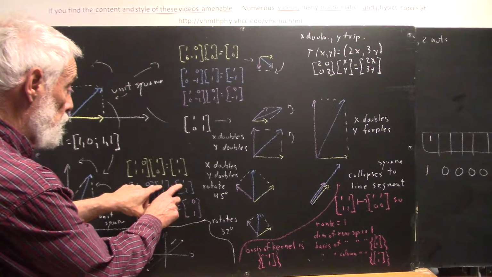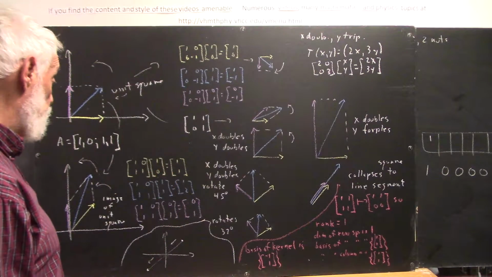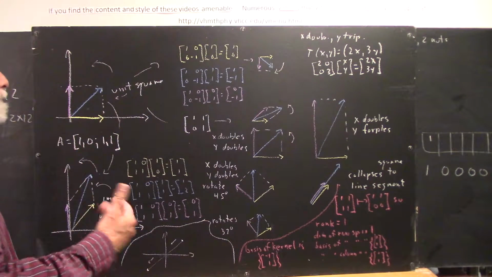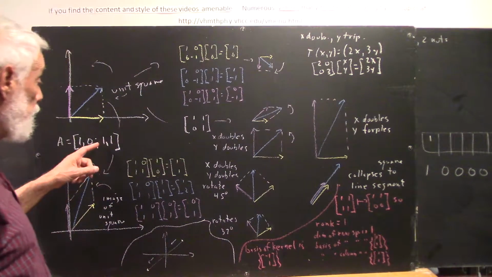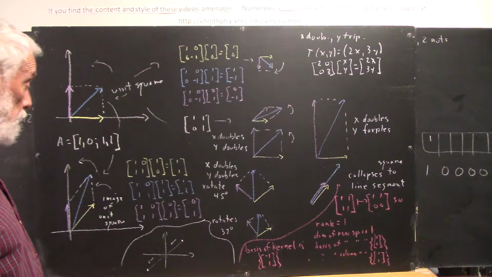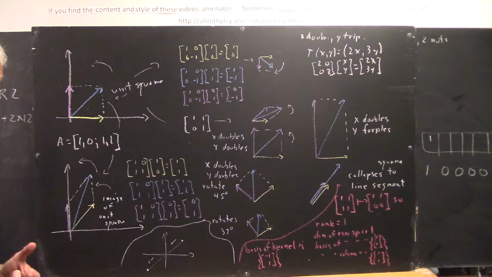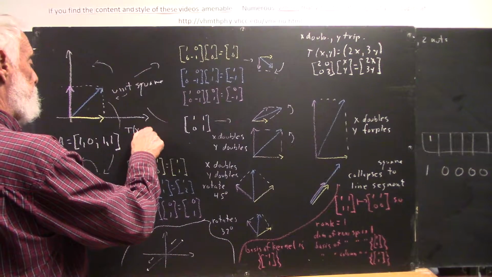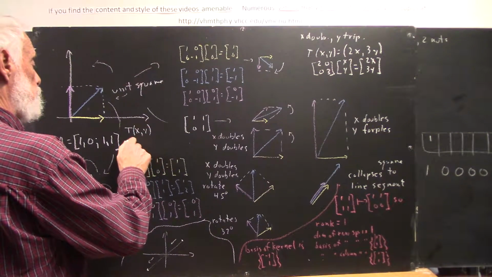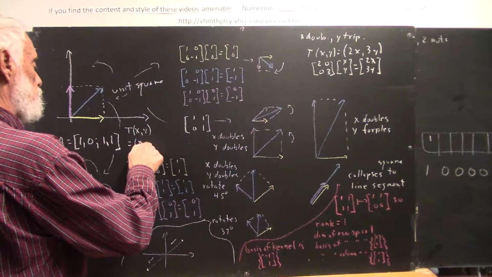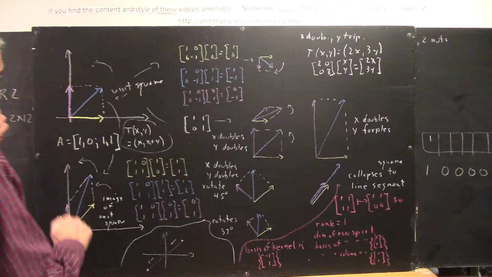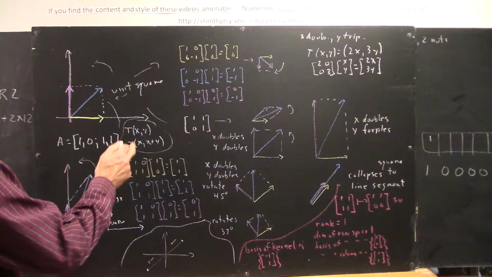So we have zeros here, we have ones here, we have ones here. On the other hand, the second row gives you the y-coordinate, and it adds the x-coordinate to the y-coordinate. So the y-coordinate becomes the x-coordinate plus the y-coordinate. We could even write the transformation in function form. T applied to x, y is the vector x, x plus y.